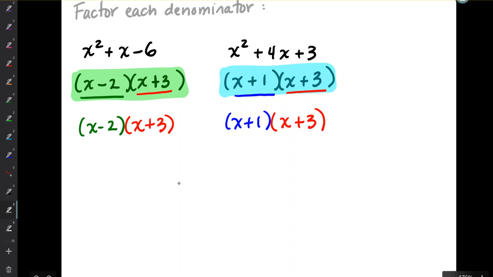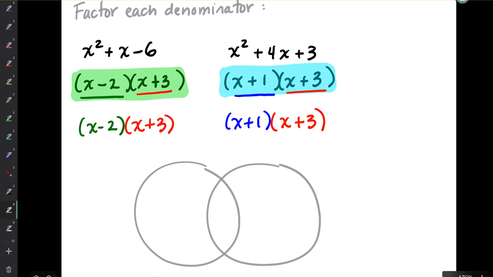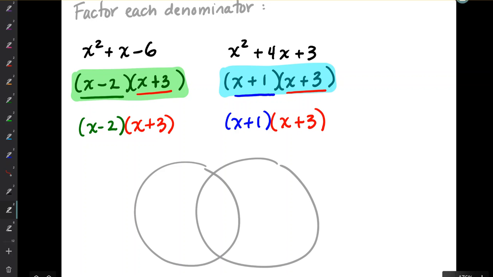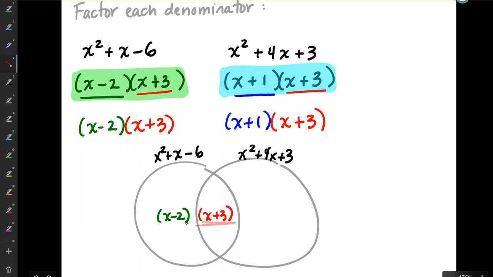Yeah, if you wanted to, just for fun, you could do your little Venn diagram. Make it a little bigger. X squared plus x minus 6 factored into an x minus 2 times an x plus 3. There's my green. Those things multiplied together. And my blue, x squared plus 4x plus 3, factored into x plus 1 times x plus 3. So I've already got an x plus 3 right there. I'm missing an x plus 1. Blue is blue, right?